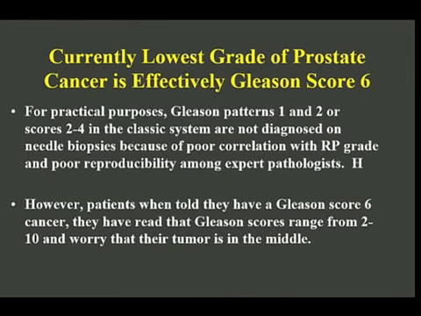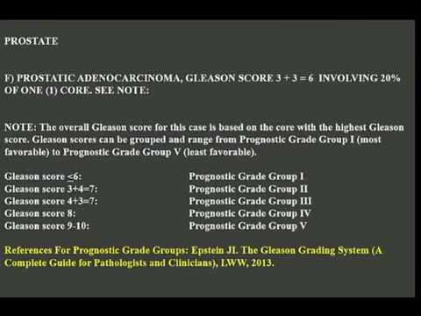And so for practical purposes, Gleason's pattern 1 and 2, Gleason scores 2 through 4, we just don't diagnose them on biopsy. Poor correlation with radical grade, poor reproducibility amongst experts. So the problem is, and again, I talk to 1 or 2 patients a day, you tell a patient they have a Gleason 6, they know the Gleason score goes from 2 to 10, they think they're in the middle, they don't think that they have a very good cancer necessarily.